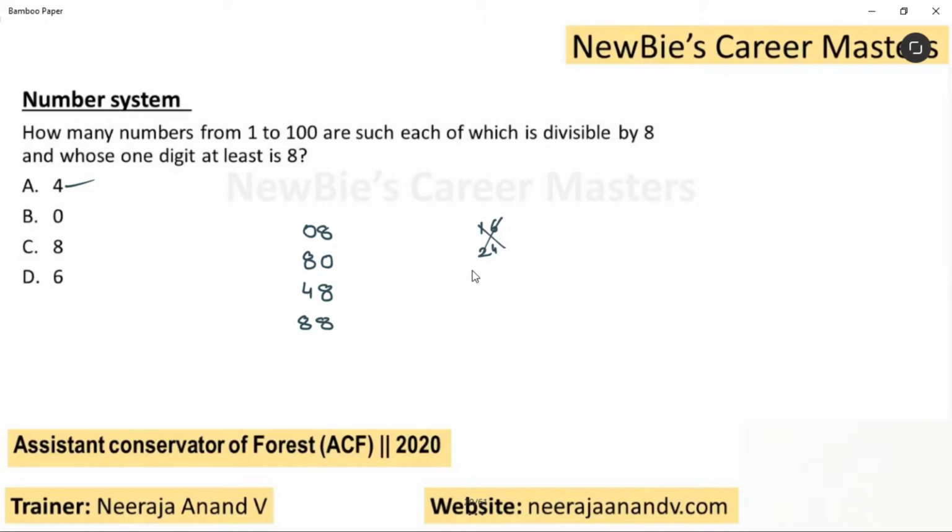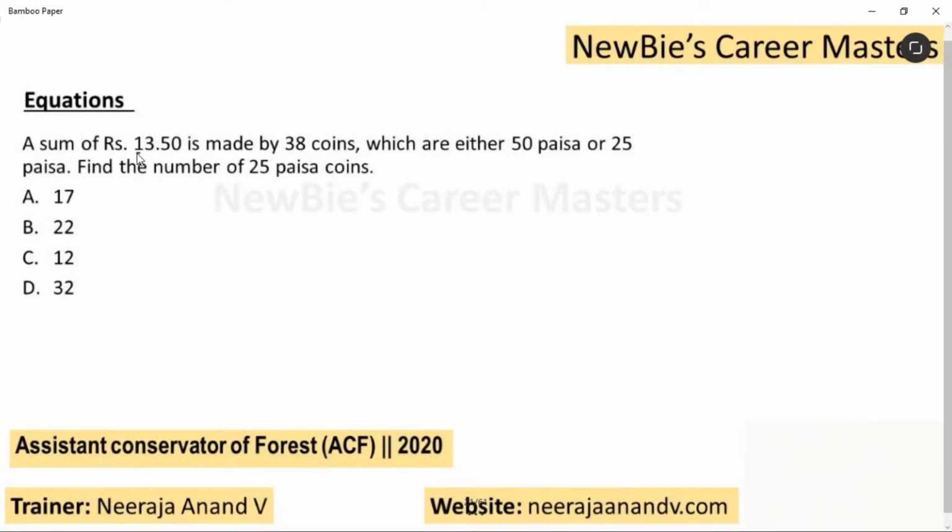Okay, we'll continue now. Sum of rupees 13.50 is made by 38 coins which are either 50 paisa or 25 paisa. Find the number of 25 paisa coins. This question is like you have to form the equation. Just solve that equation, get the answer. For that you have to learn how to form the equation.